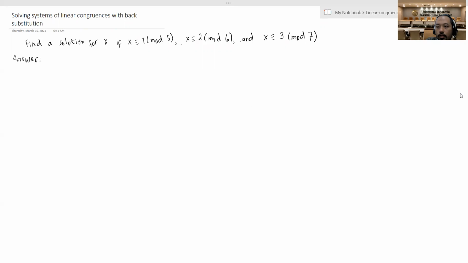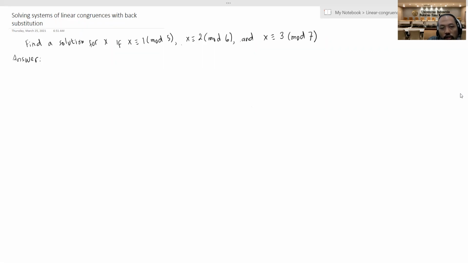Today I will give you an example of how to solve a system of linear congruences with back substitution. Of course, there is another way besides using back substitution to solve a system of linear congruences, namely by Chinese remainder theorem, but we don't discuss this here. So let's start with this example.